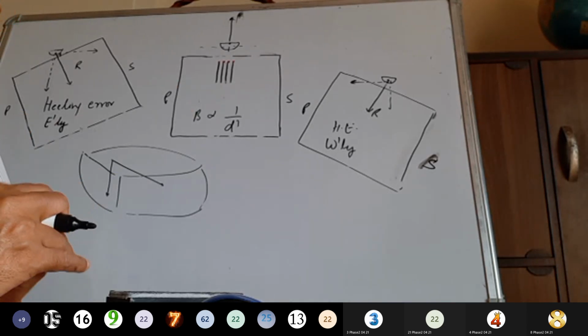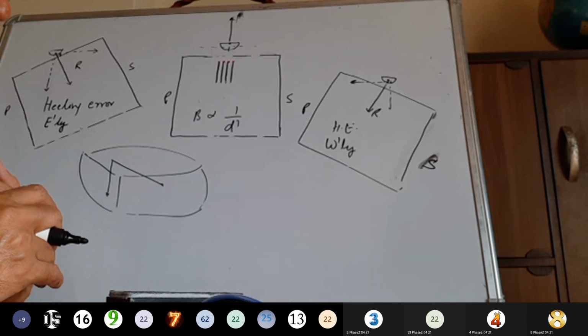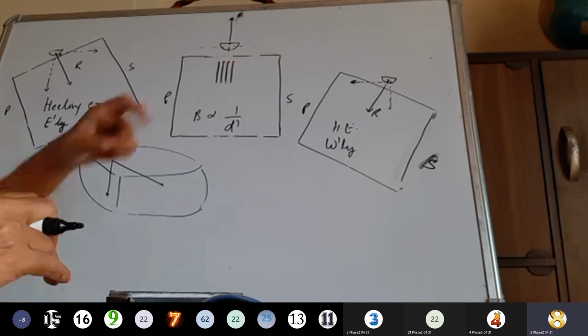5 cubed is how much? 125. Understood? Yes, sir.